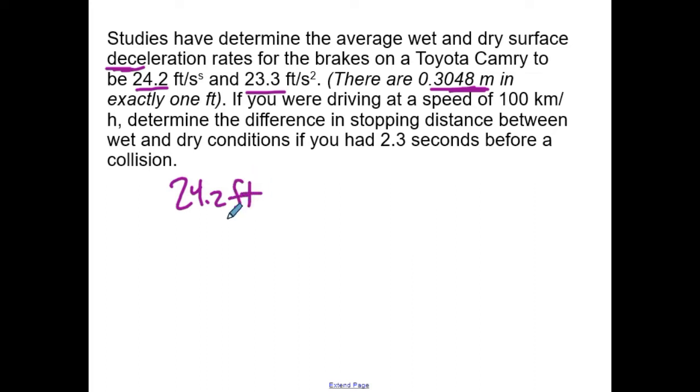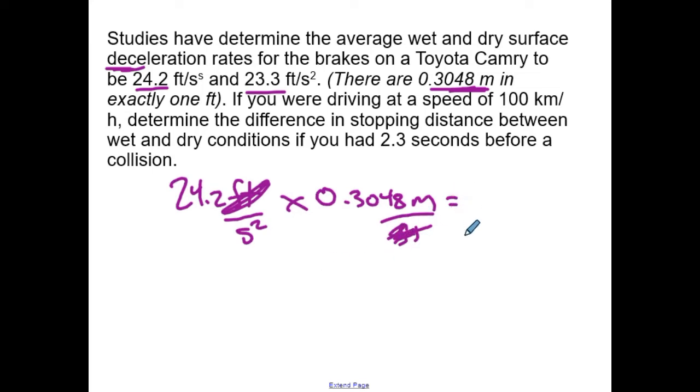24.2 feet per second squared. What you need to do is multiply by 0.3048, because that's how many meters there are in a foot. And if you understand how to convert things, what's now happened is I have a correct value in meters per second. 24.2 multiplied by 0.3048 gives me, and I need to save this whole number, 7.37616 meters per second squared.